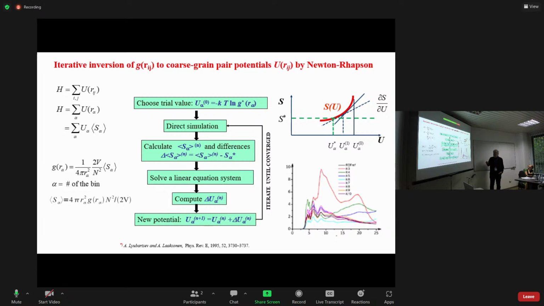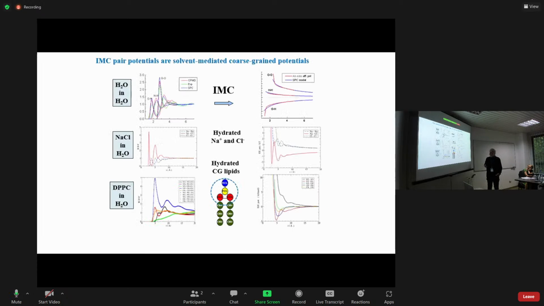But in the first iteration, we get something which is completely off. But you see, after 10 iterations, it converges to the original radial distribution function. And when this happens, we get a coarse-grained potential function which we can use. And this we can use at all these levels in this ladder you saw previously, and we can calculate the potentials. So I give you some examples here.